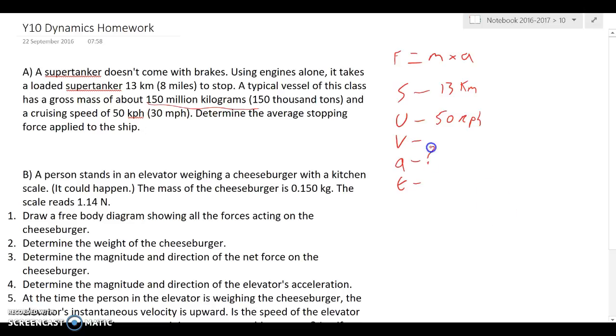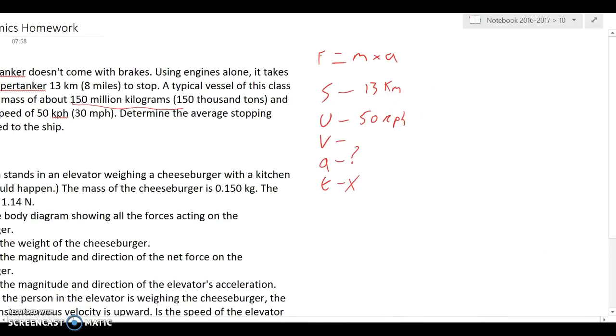Its acceleration is something you want to find out, and we don't know how long the ship takes to halt. So you need to go to your notes and choose a SUVAT equation which doesn't have t in it. You need to rearrange that SUVAT equation to get acceleration on one side of the equation, and then work out the acceleration. Substitute the acceleration into this expression here, and you'll be able to work out the stopping force on the ship. Good. Let's give you some help with question B.